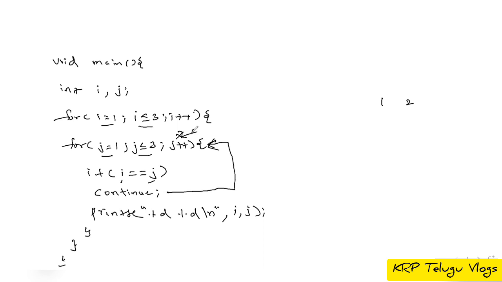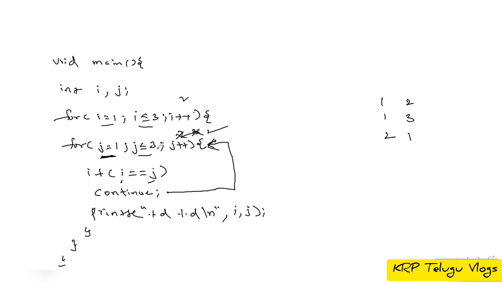Next, j value will be incremented to 3. So 1 not equal to 3, so it will print 1 and 3. Now i value will be incremented to 2. 2 less than or equal to 3 is true. So here j will start from 1. So j is 1, i is 2. Both are not equal, so it will print this, 2 1.